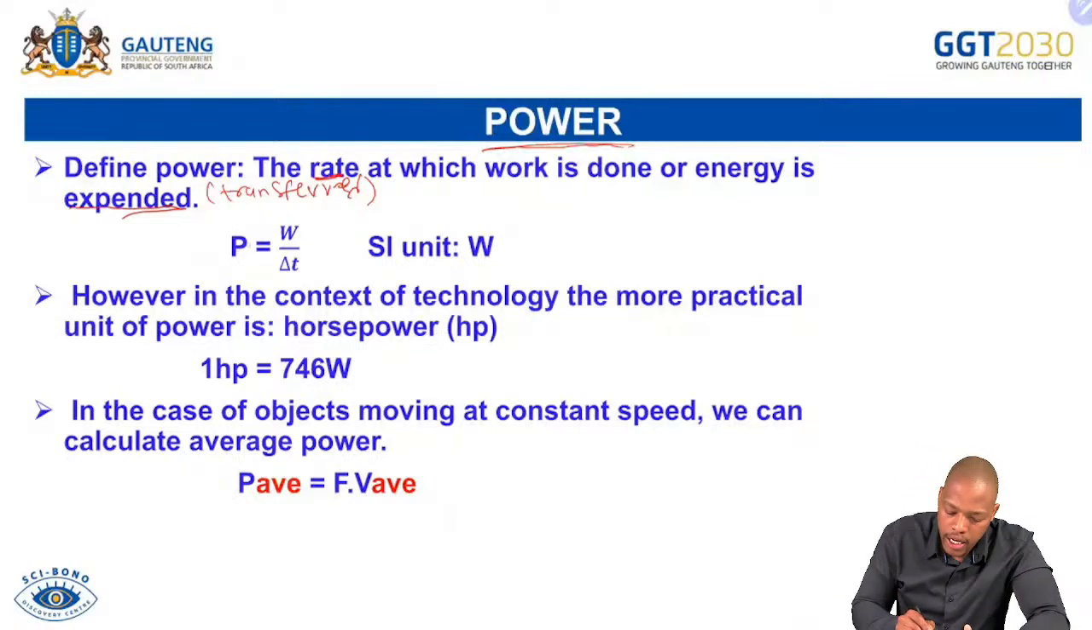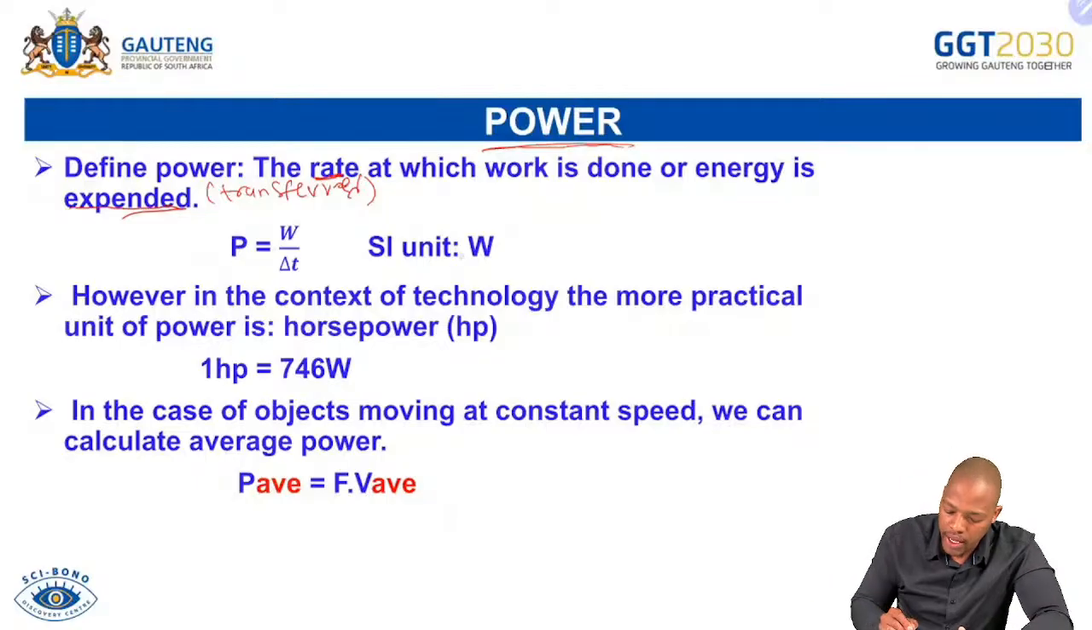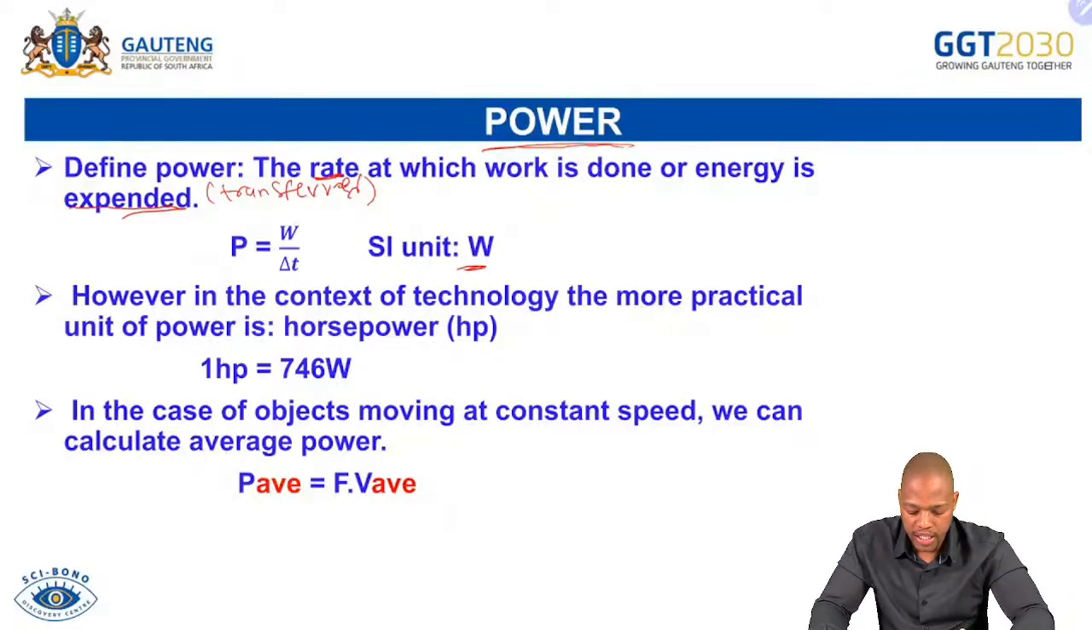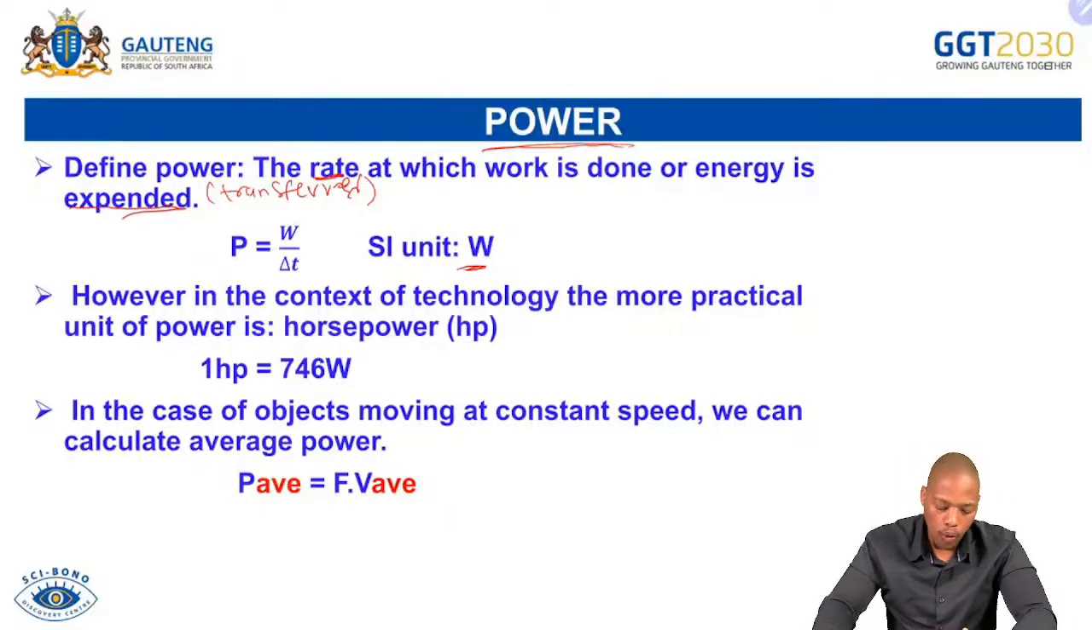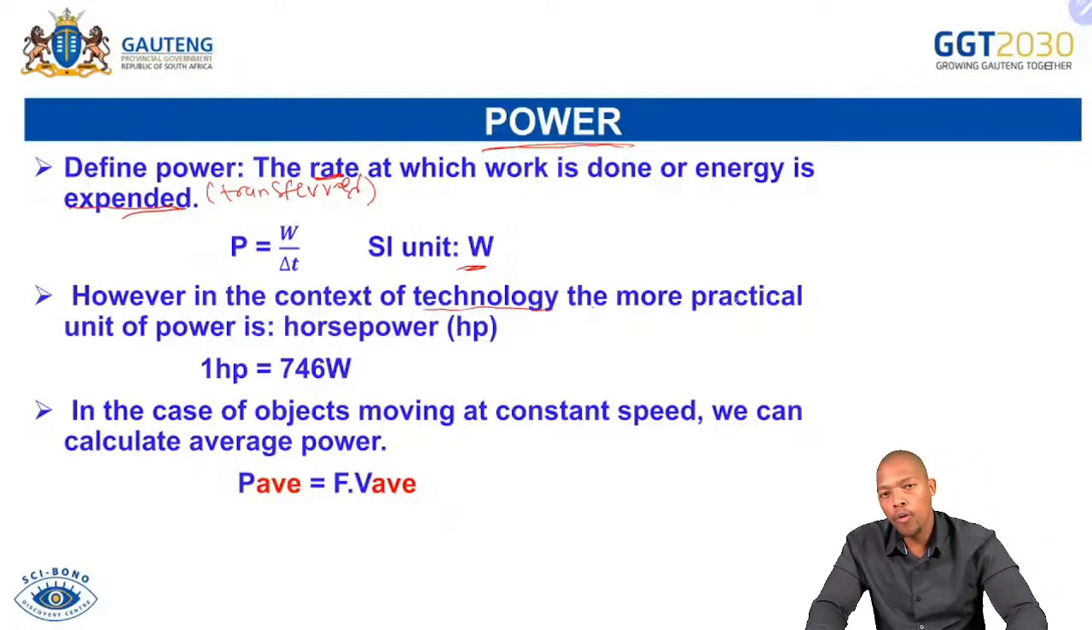It's all about time. So that's why it is the rate at which work is done. Mathematically, it is written as P equals W over delta T, with the SI unit watt. Capital letter W there is the SI unit watt.